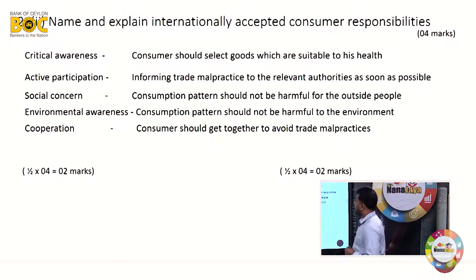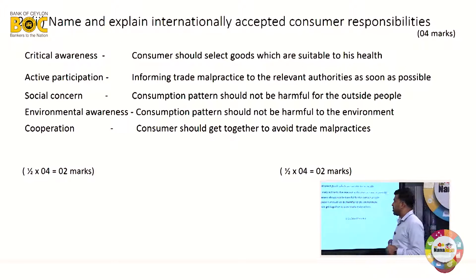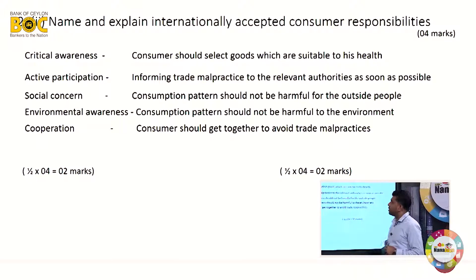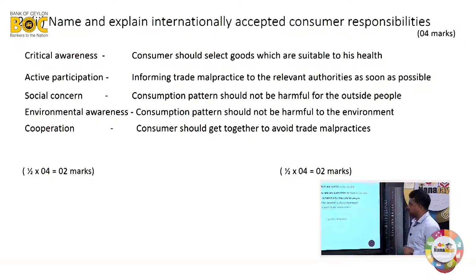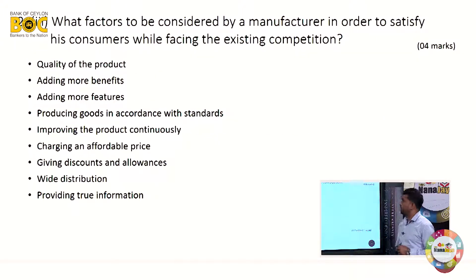To get 4 marks for this question, you have to mention 4 consumer responsibilities, half a mark into 4, 2 marks, and you have to explain those named consumer responsibilities, half a mark into 4. For that explanation equals 2 marks, altogether 4 marks.